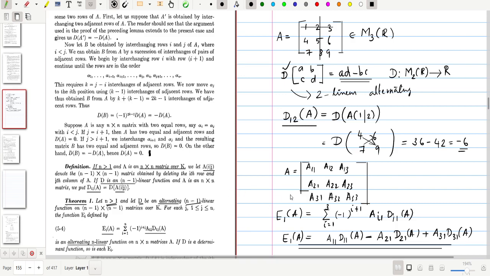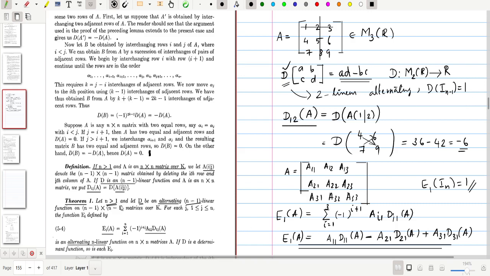Moreover, once you prove this, you can easily infer that if this d is a determinant function, that means a 2 linear alternating function with d of I_{n-1} equal to 1, then E1 is also a determinant function. That is, E1 is an n linear alternating function with E1 of I_n also equal to 1. So if d is 2 linear alternating, then Ej are 3 linear alternating. If d is a determinant function, then Ej is also a determinant function. This is what we have stated in theorem 1.